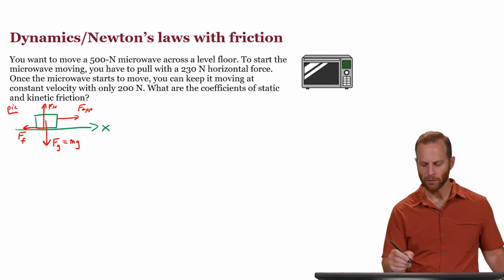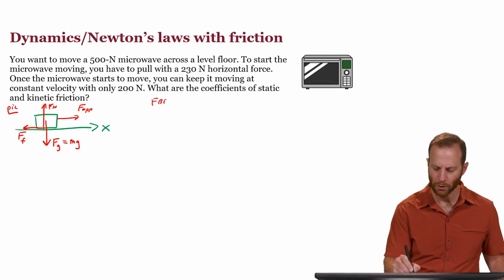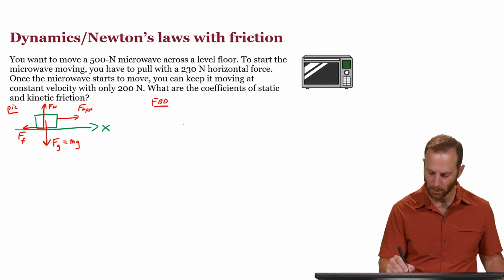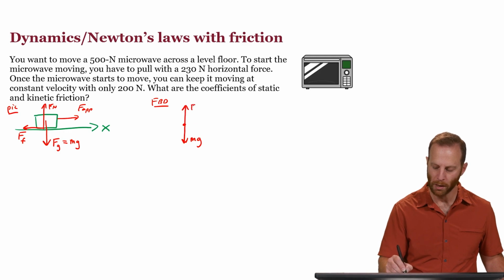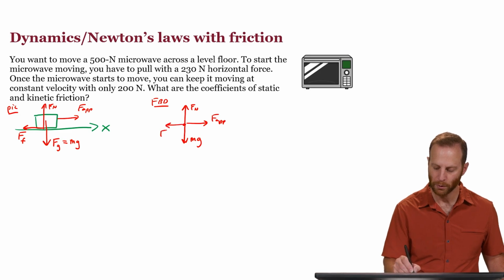So we have a picture. Let's clean this up even more and draw a free body diagram so that we can make it as simple as possible. Here's the microwave. We've got the force of gravity, mg, a normal force pointing up, the applied force like this, and a frictional force like that.